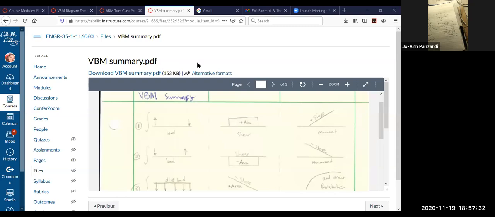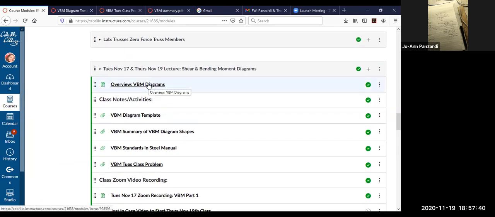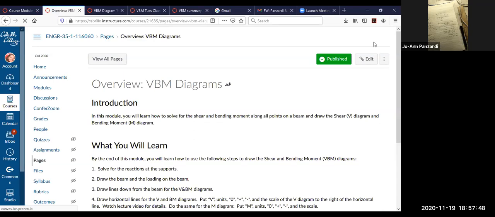Lastly, let me now host. Okay, I'm making my laptop the host, because I want to go to the overview. So I'm going back to the module and I'm opening up the overview.